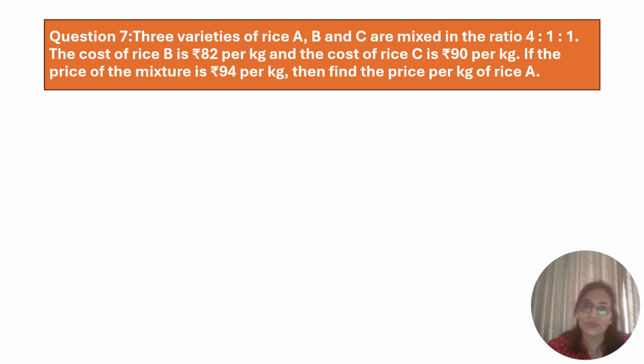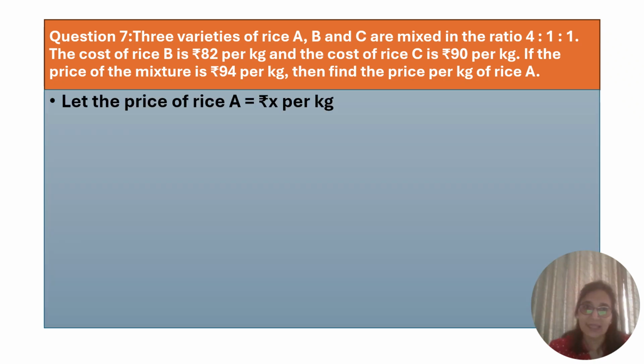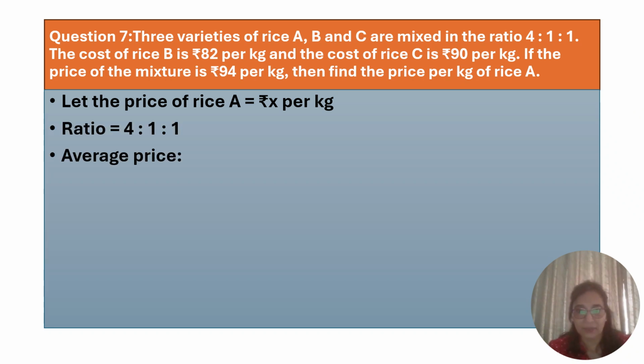Let's see question number 7. Three varieties of rice A, B and C are in the ratio 4:1:1. The cost of rice B is rupees 82 per kg and the cost of rice C is rupees 90 per kg. If the price of the mixture is rupees 94 per kg, find the price per kg of rice A. Now we don't know the price per kg of rice A, so we take it as rupees X per kg. Ratio is already given. It is 4:1:1.